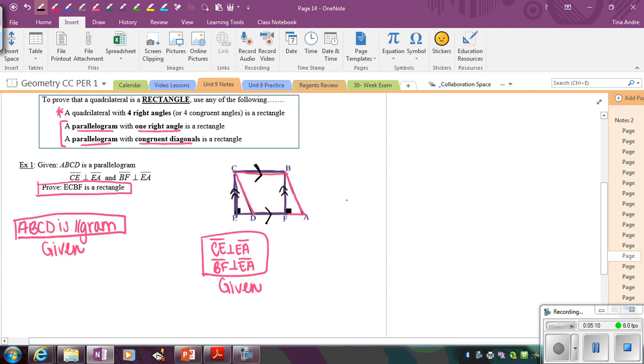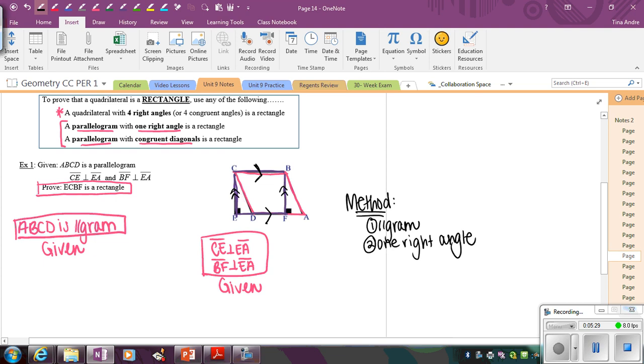So my method that I'm gonna use, I'm just gonna make a note of this because these get a little bit more complicated. So my method is I'm gonna show a parallelogram first, and then I'm gonna show one right angle. So let's start with getting the parallelogram.